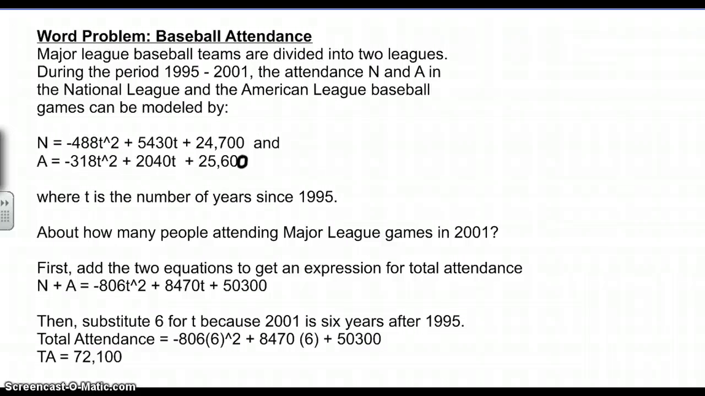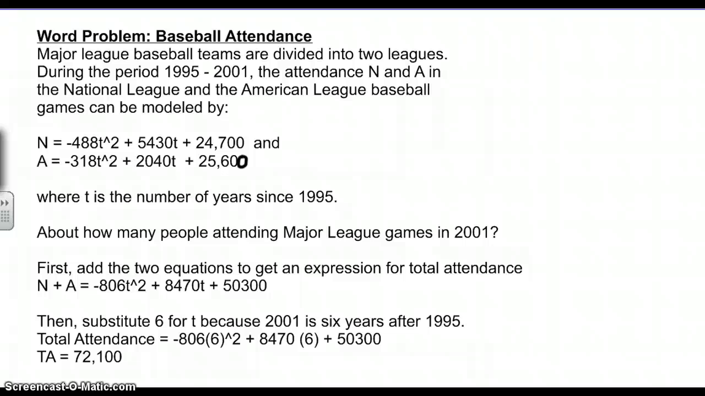Well, the first thing you have to do is get an equation for total attendance. So the way you want to do that is add those two equations together. We're adding N and A together. So you add the t squared terms, the t terms, and then the numbers. And when you do that, you get negative 806t squared plus 8,470t plus 50,300.